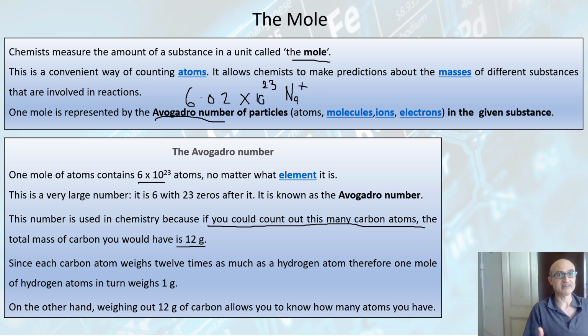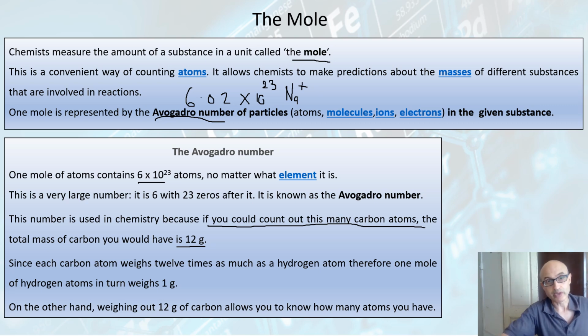You have to add such a huge number of carbon atoms all together to give you just 12 grams. But by means of using such a large number, I can then use a simple top pan balance in the laboratory to weigh out carbon in exact amounts. So if I weigh out 12 grams of carbon, I know exactly how many atoms of carbon I have in there, and I can do what are called quantitative or exact numerical calculations based on my weighing.